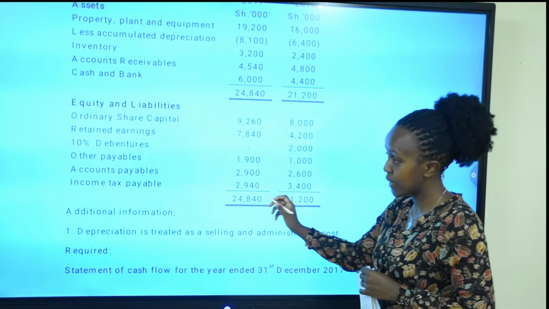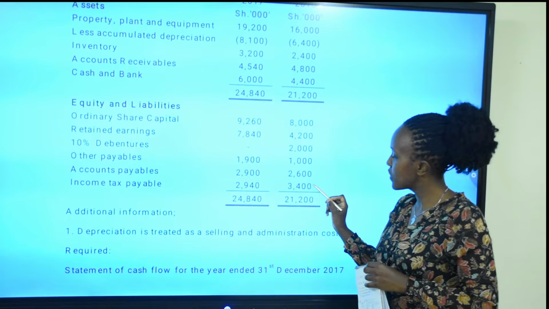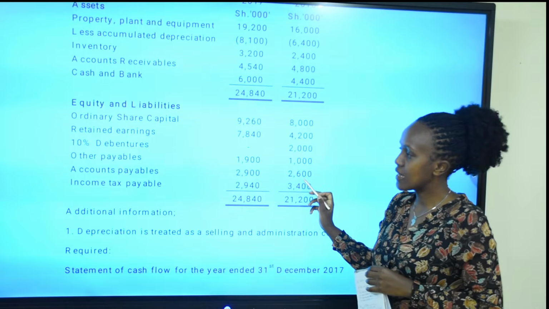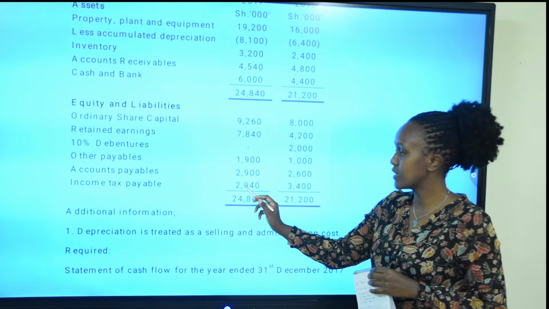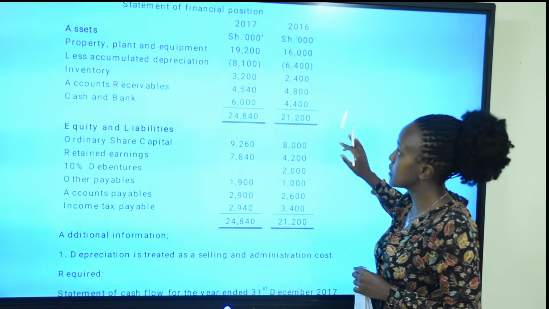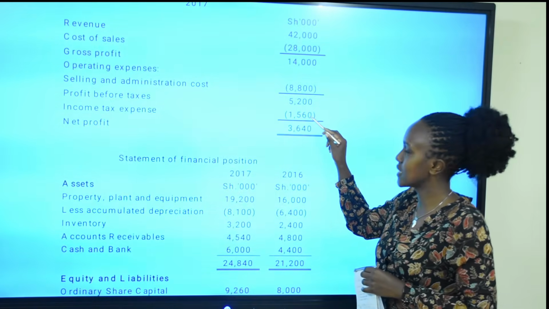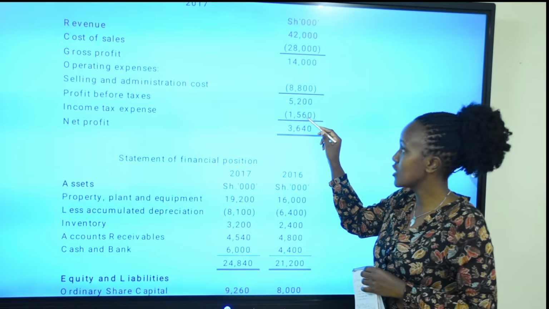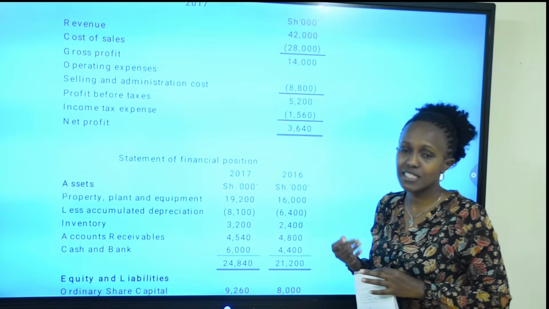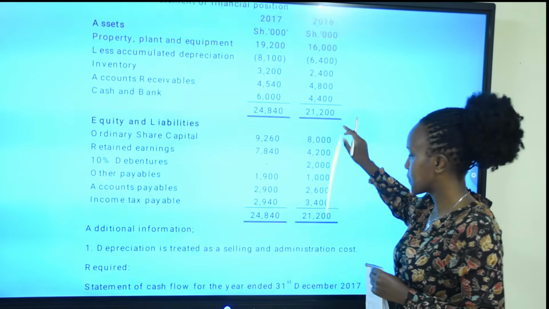And finally, we have the tax payable. For the tax payable, we are going to do a working, because it means that at the beginning of the year, the tax that was not yet paid was 3,400. And the tax that is not yet paid at the end of the year is 2,940. But also, looking at our income statement, you are going to realize that there is another tax that has been charged during the year of 1,560. So for this, we have to determine how much tax then was paid. Because of that, we are going to start with that as our first working.